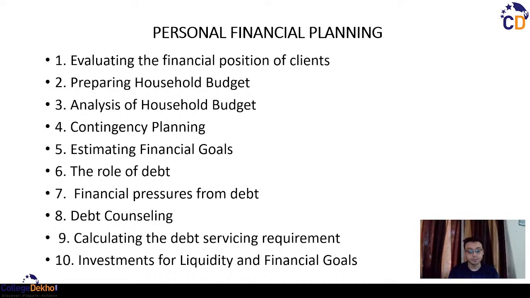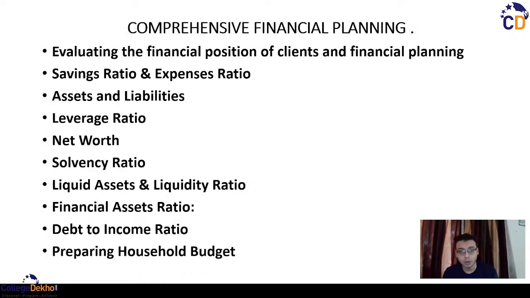Investments for liquidity and financial goals. You have to say how much you can invest for the purpose of liquidity, for current cash that you must have, maybe for some emergencies or contingencies, and for the financial goals. Ultimately, your financial goals can be retirement planning, buying a home, buying a car, child marriage, education, anything else. Okay.